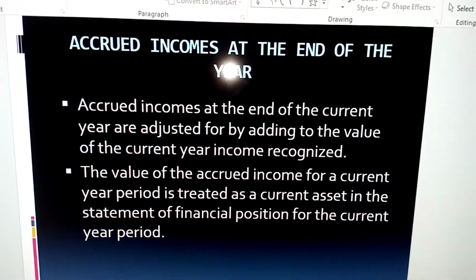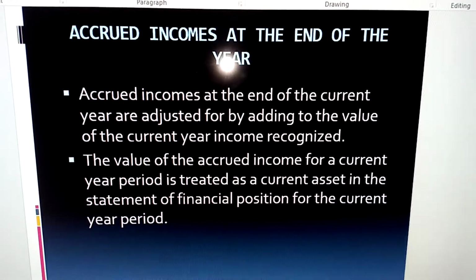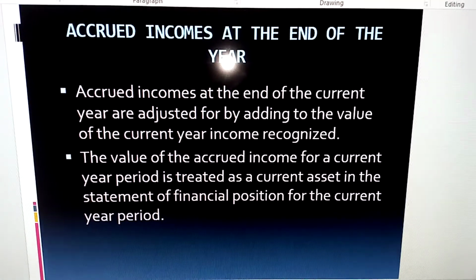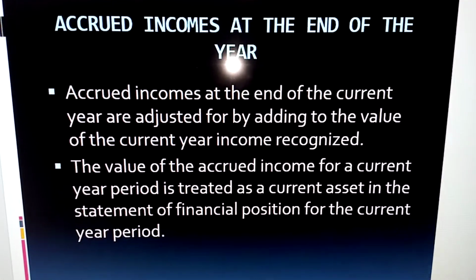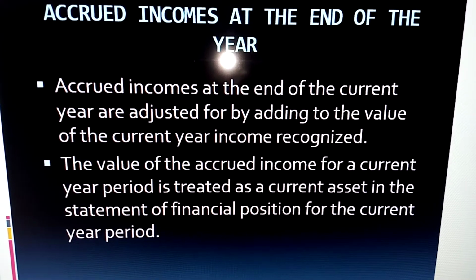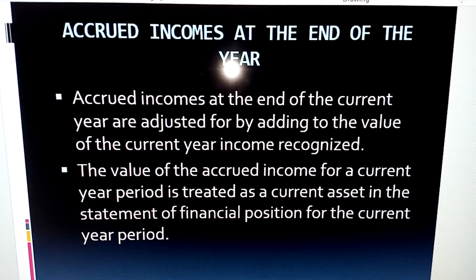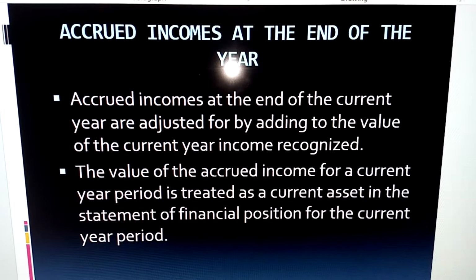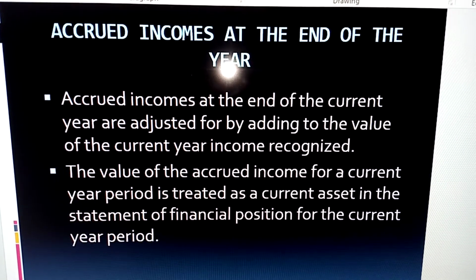Now, accrued income at the end of the year is adjusted for by adding to the value of the current year income recognized. So, just like the former question, we have 200,000 received during the year, and they're telling you that there's an accrued income at the end of the year of maybe 50,000. What we are saying here is that we add it to that amount to get the actual amount to be treated in the profit and loss account.